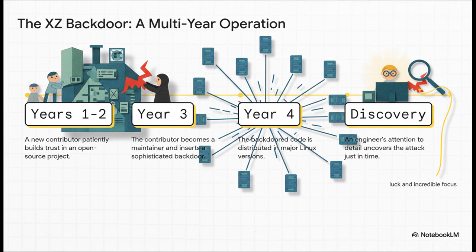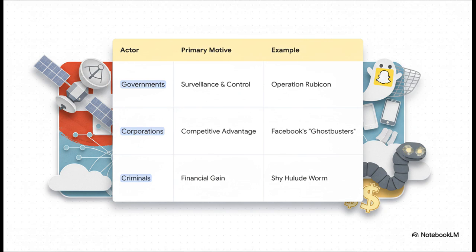And then you get to the state-level stuff, and the patience is just astounding. This timeline for the XZ backdoor is a masterclass in it. This wasn't a quick smash and grab. An attacker spent years, literally years, just patiently building trust in an open-source community. And why? So they could eventually gain enough power to insert a backdoor that would have compromised countless Linux systems worldwide. The only reason it failed was pure luck and the incredible focus of a single engineer who noticed a tiny performance lag.